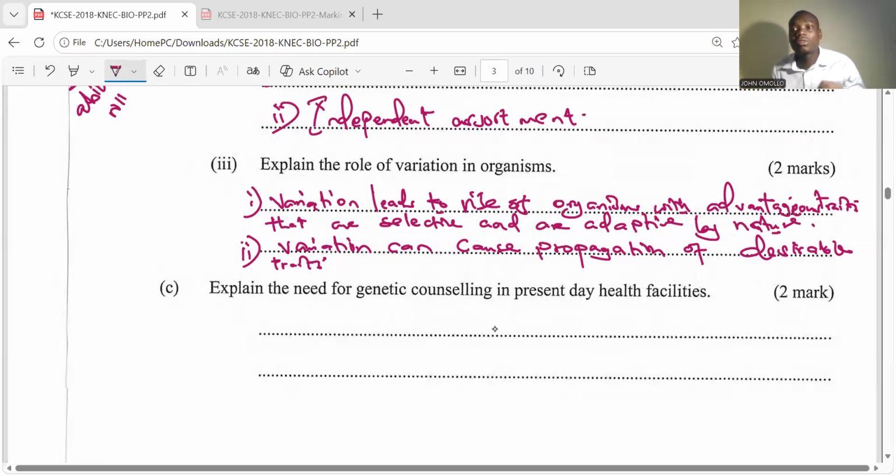So once these organisms with advantageous traits have been naturally selected and they have adapted to a certain ecological niche or environment, what happens is that now they will propagate, multiply. The desirable trait will multiply. Are you getting that? So the organism will mate and then a lot of production of the desirable traits will happen. That is what we call propagation of desirable traits. So that is what variation can cause. It can cause propagation of desirable traits for future generation.